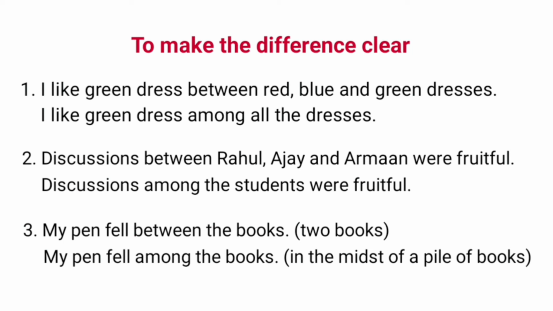Number 3, my pen fell between the books. My pen fell among the books. In the first sentence, between the books gives an idea that there are two books. In the second sentence, among the books conveys the idea that pen fell somewhere in the midst of a pile of books.